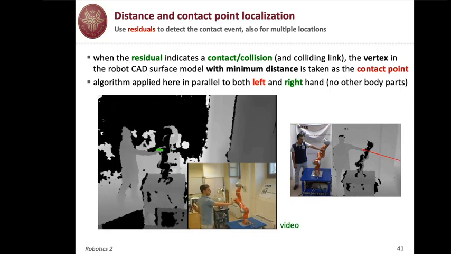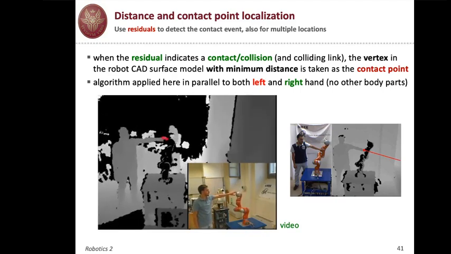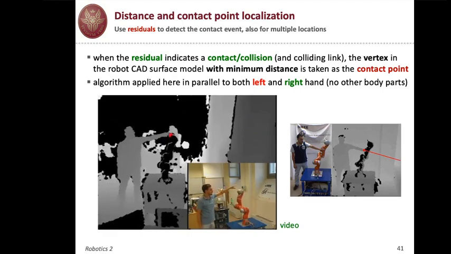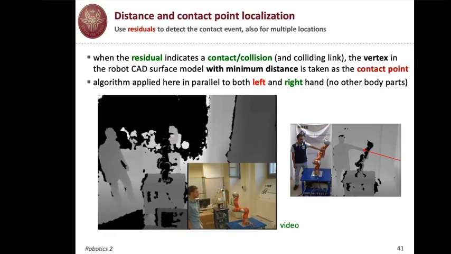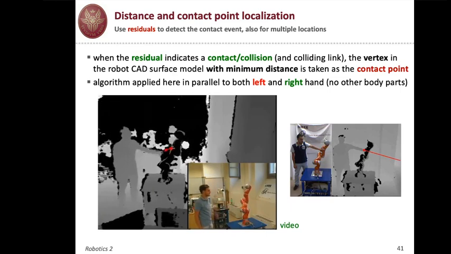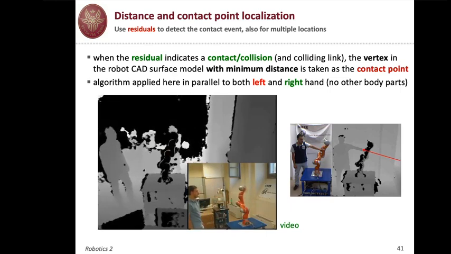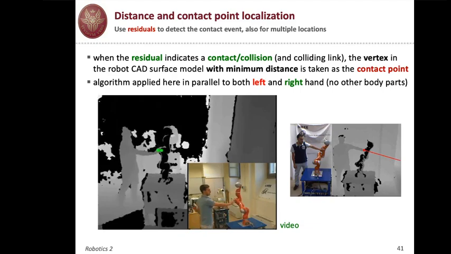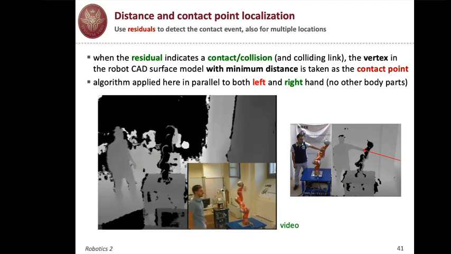Now, in this video, you will see the algorithm applied to the left and right hand. They are colored with red and green, respectively, and so far with no other body parts. So you see the real image and the depth image. The left hand of Emanuele is touching close to the end effector, and now again with the left hand around the elbow. And now with the right hand, you see that all this occurs while the robot is moving.